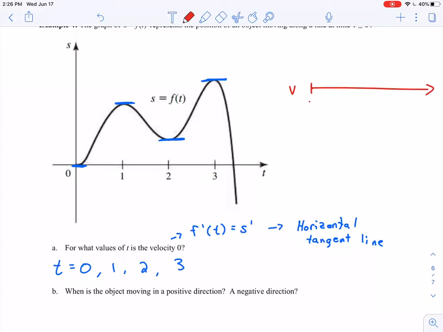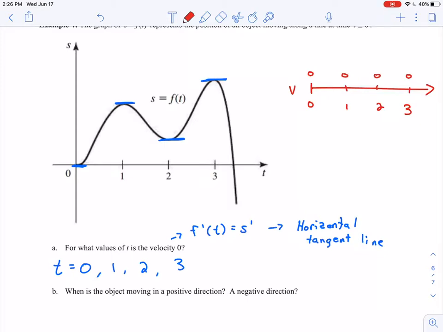now we start here at 0, so I want to include all of these points right here. What's going on at those points? So 0, 1, 2, and 3. And we said that the velocity was 0 at each one of these. So I'm just going to put a little 0 above each one so that I remember that the velocity is 0 for each one of those t values.